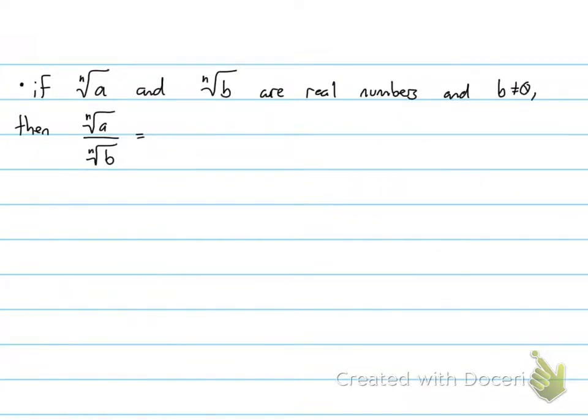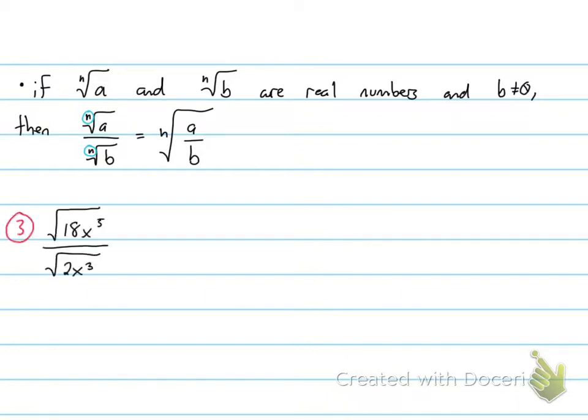One of the last things we're going to do today, kind of the opposite here. If the nth root of a and the nth root of b are real numbers and b is not equal to 0, if I'm dividing those two radicals and they're being taken to the same power, I can put them all under one big radical. So again, important thing to keep in mind, I can't do a cube root over a square root. Those won't combine. Similar to what I talked about with multiplying.